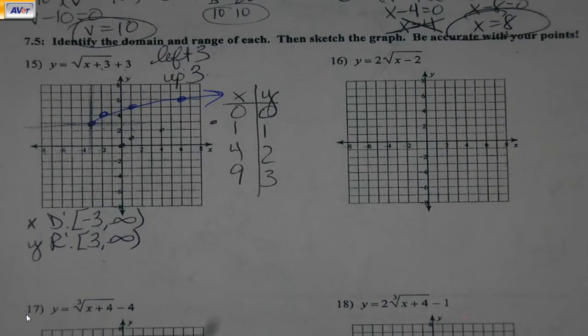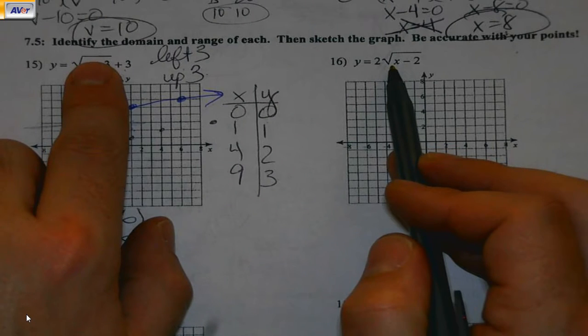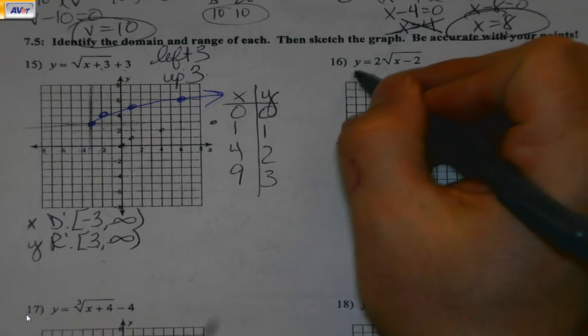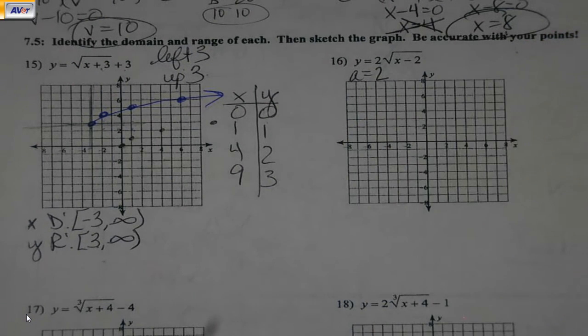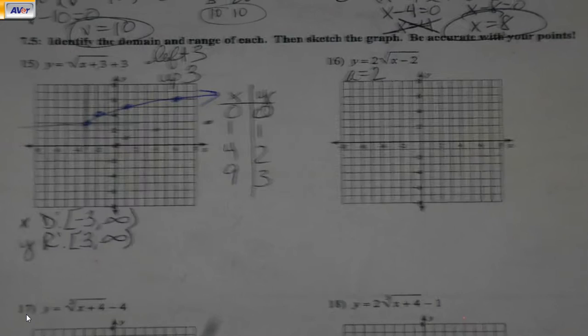So speaking of, still a square root. Here's a difference, though. I have an a value this time. There's a number in front of my radical. That's going to change things a little bit.